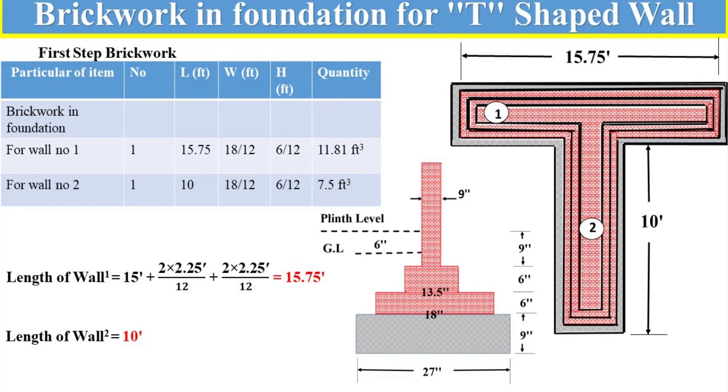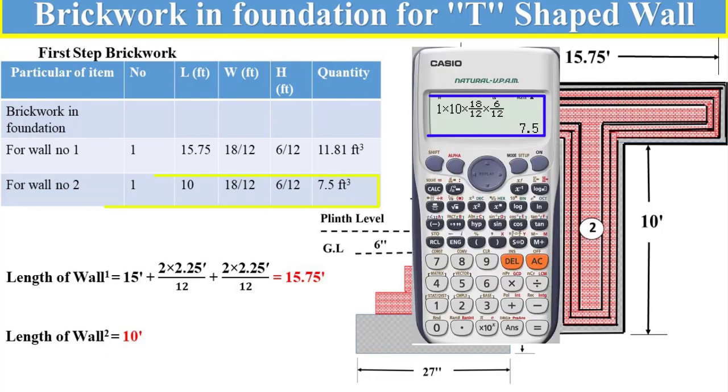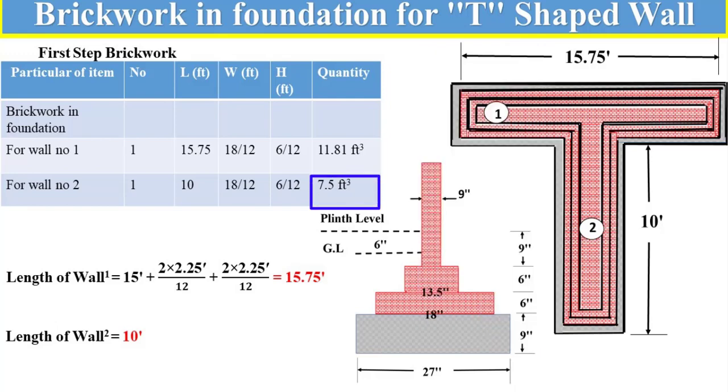Similarly for wall number 2, the length of brickwork in first footing is 10 feet. The width of first footing is 18 inches and thickness is 6 inches. For the total quantity of brickwork in first footing for wall number 2, multiply 1 with 10 multiply 18 divided by 12 multiply 6 divided by 12. So the total quantity of brickwork in first footing in wall number 2 is 7.5 cubic feet.